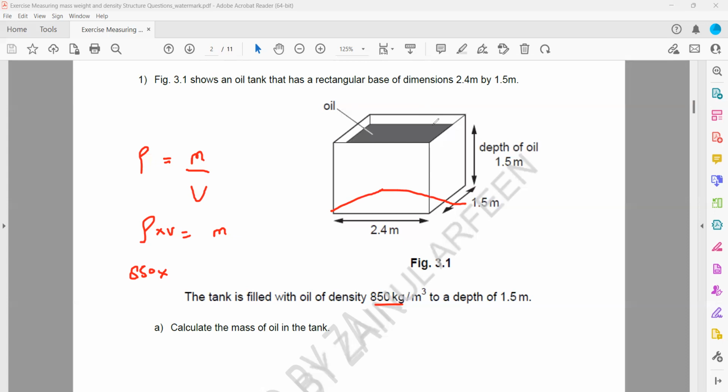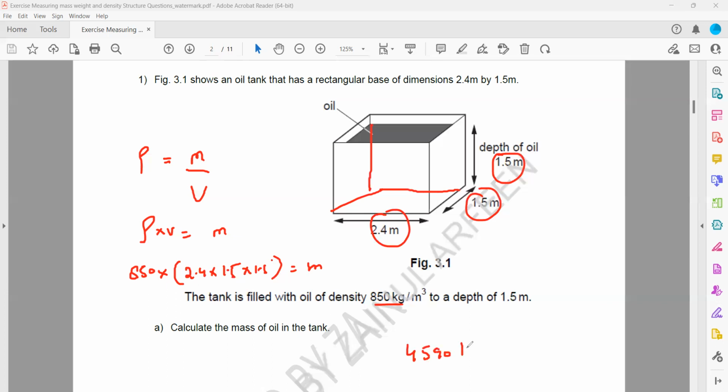So we'll measure the volume occupied, like the space occupied by the liquid. For the space occupied by the liquid, we have the length, we have the width, and we have the height. So we multiply them all: 2.4 multiplied by 1.5 times 1.5. So we multiply them all, and we'll get the mass of this, which is equal to 4,590.